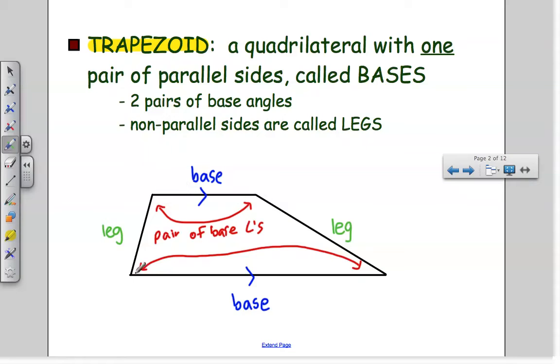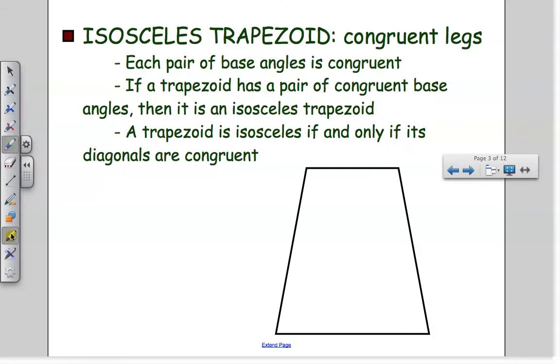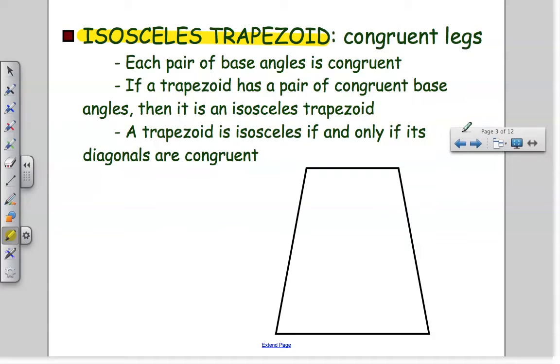Now, think about a trapezoid. You have this one pair of parallel sides. These legs do not have to be congruent, and most likely are not. If they are, you have what's called an isosceles trapezoid. Now, remember how an isosceles triangle had two congruent sides? Well, an isosceles trapezoid has two congruent sides as well. It's the legs that are congruent.